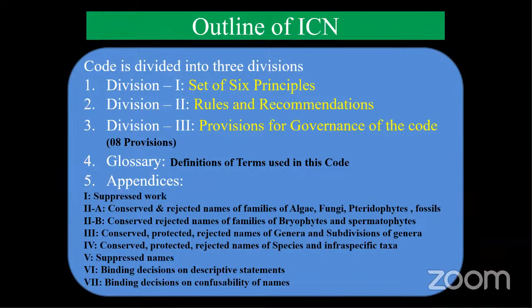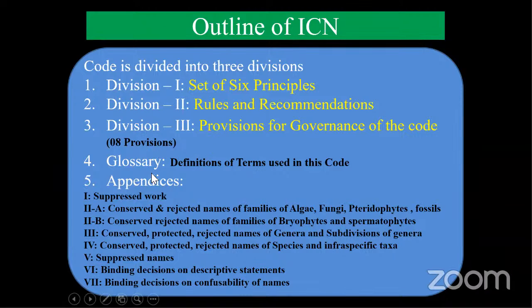So in this ICBN or ICN, there are three different divisions. Division first includes a set of six principles, which are also included in your syllabus. In division second, there are various rules under various articles, and there are certain recommendations as well. In your syllabus, typification, rank of taxa, and author citation, these three major rules are included. And division third includes certain provisions for governance of the code. There are 8 provisions.